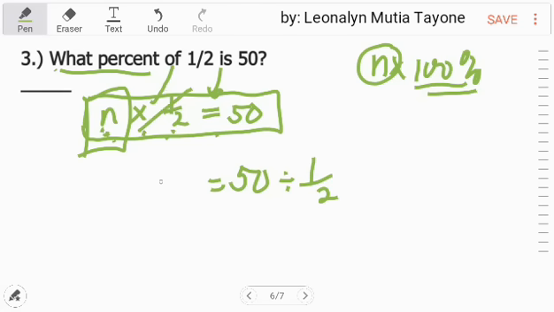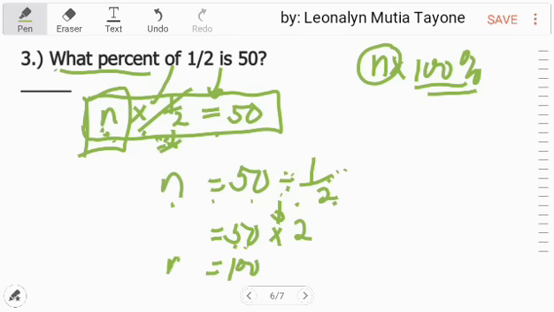So, bali, wala na si 1/2 dyan, n na lang. Bakit divide? Na-explain ko na yung sa una na dapat mag-divide to both sides para ma-cancel out si 1/2 dito. Ngayon, n equals 50 divided by 1/2. Pag division of fraction, kasi fraction itong 1/2, ang division magiging multiplication at si 1/2, reciprocal niya ay 2 or 2 over 1, and that is 100. 50 times 2 equals 100. So, ang n equals to 100.